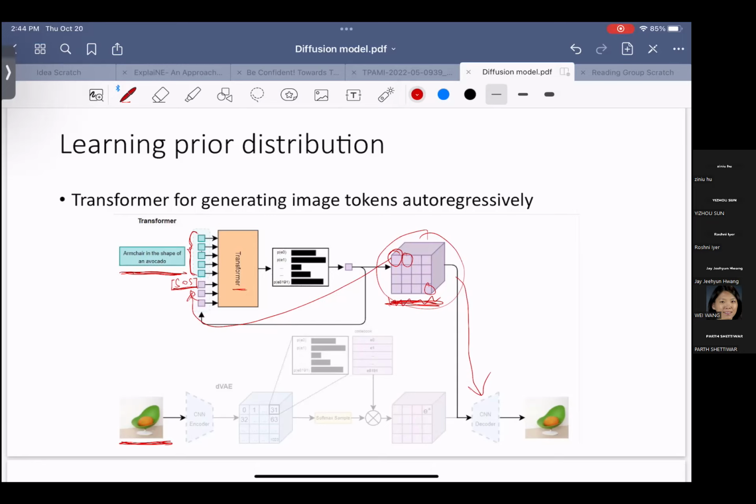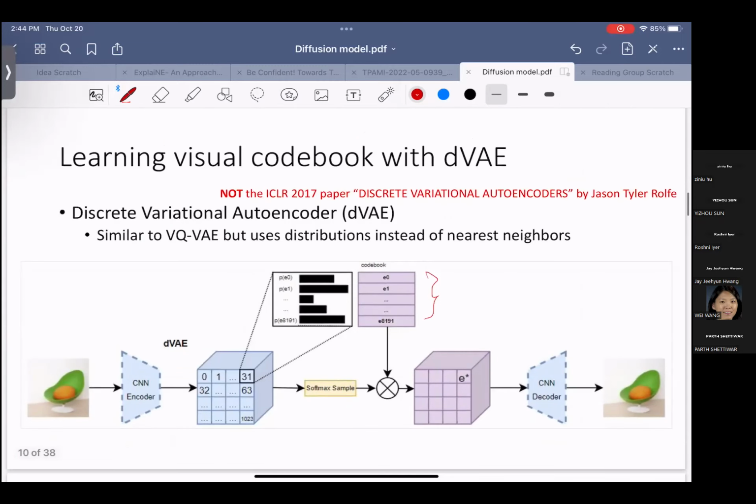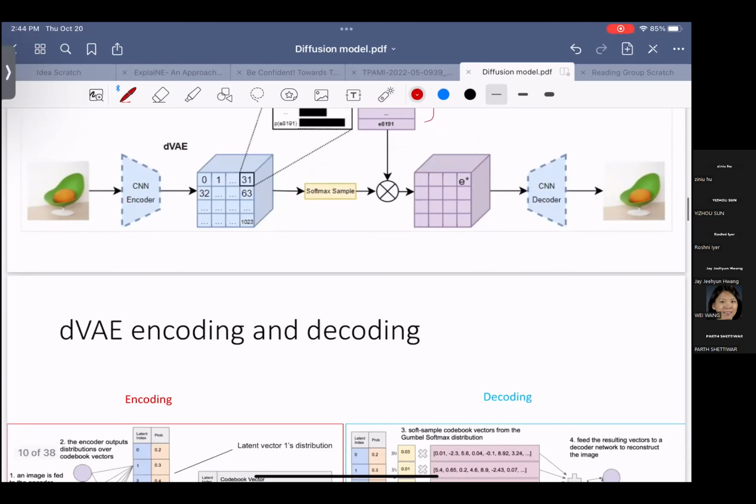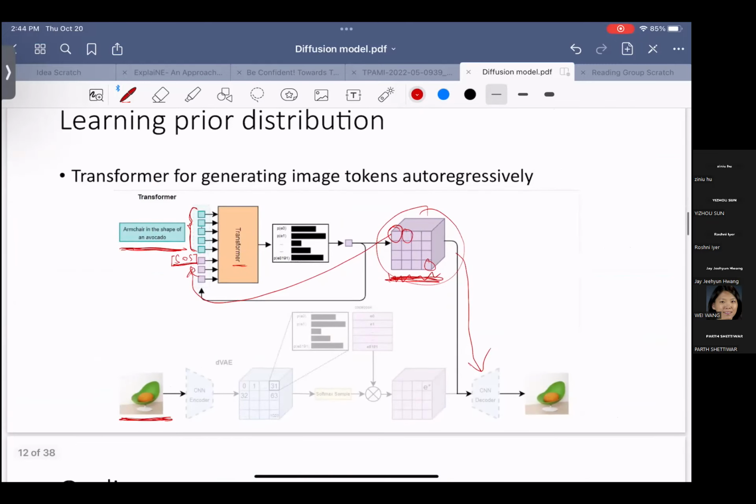Yeah, I think it's a pretty good comment, because if you check the paper, although here we call it a codebook, in some of the papers they actually call this codebook a vocabulary. They call it an image token vocabulary. Yeah, I think that's a very good initiative.